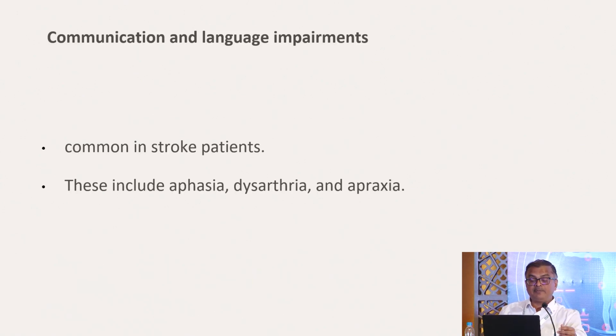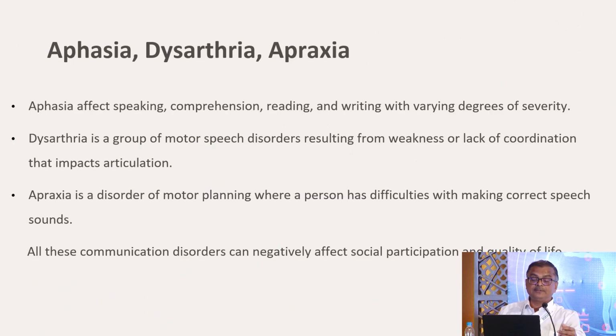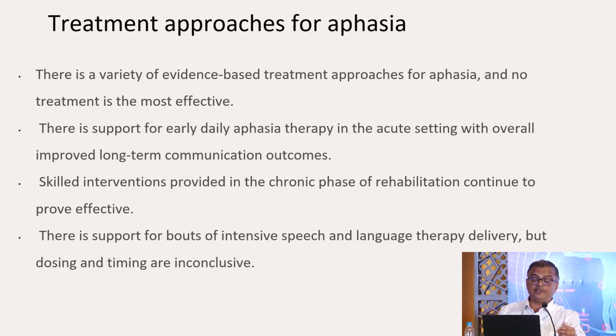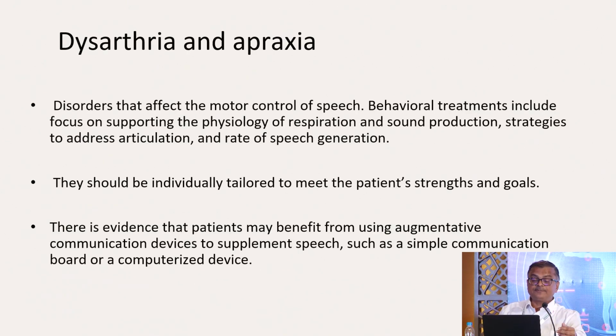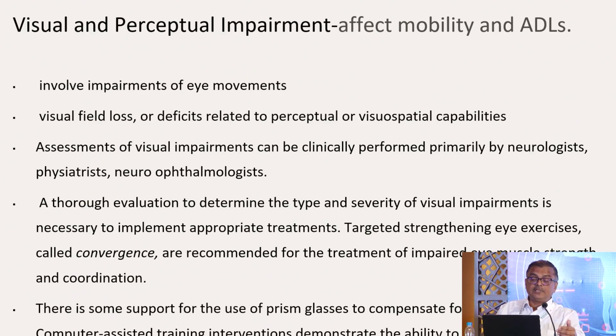Communication and language impairment. The common ones include aphasia, dysarthria, and apraxia. Aphasia affects speaking, comprehension, reading, and writing. Dysarthria is a group of motor speech disorders from weakness and lack of coordination. And apraxia is a disorder of motor planning. All these communication disorders very negatively affect social participation and quality of life. Treatment approach for aphasia. Okay, I am skipping this slide.